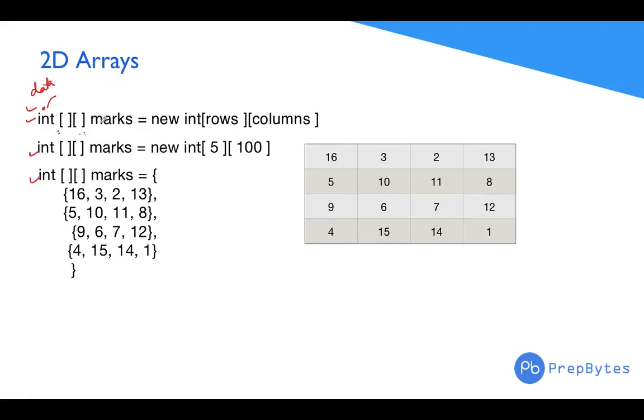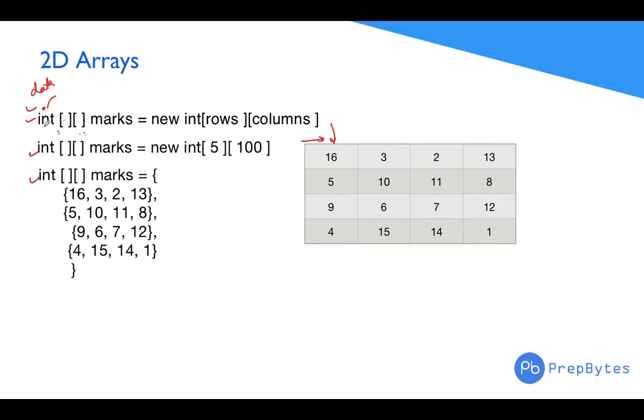So you have seen that in case of a 1D array, we just had one square bracket because we had only one dimension, which is the length of the array. But here we have two dimensions: we have rows, and we have columns, right? So this corresponds to row and this corresponds to column.